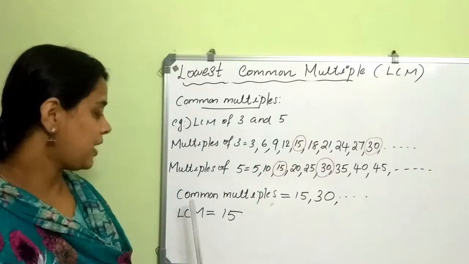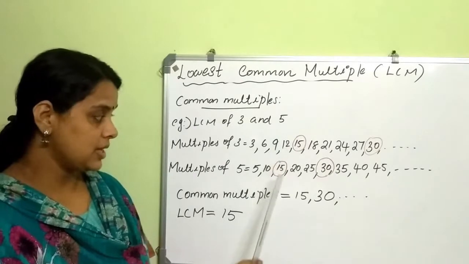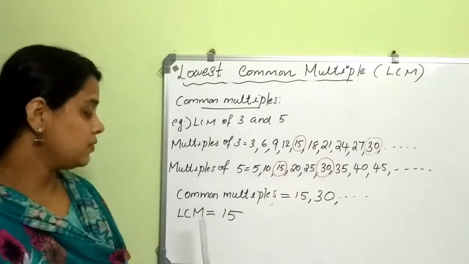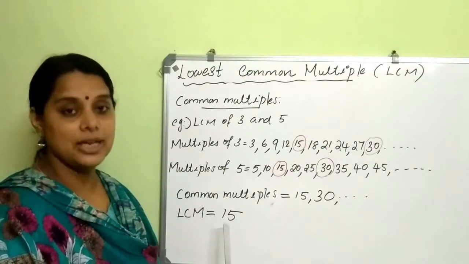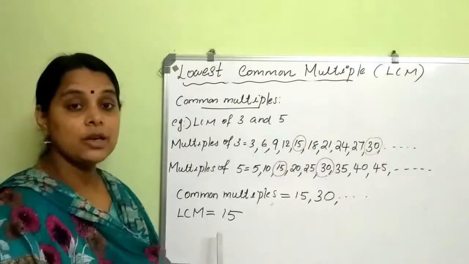Among these, we will first find the common multiples. So 15 is common, 30 is common, etc. In this, which one is the lowest one? That is 15. That is the LCM. So the LCM of 3 and 5 is 15.